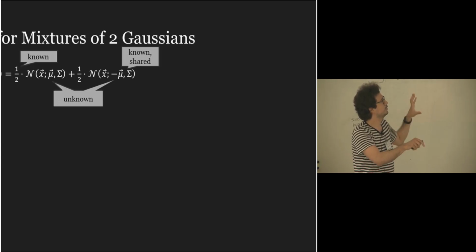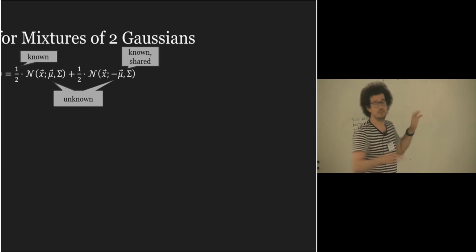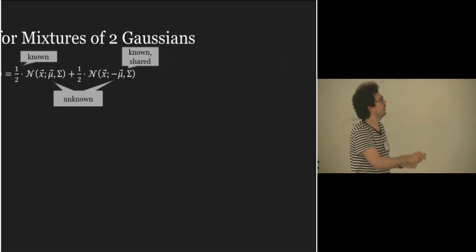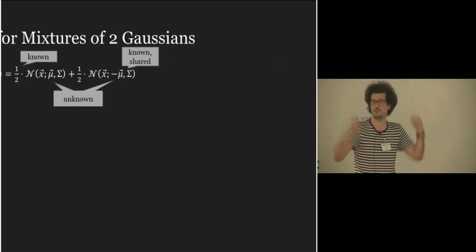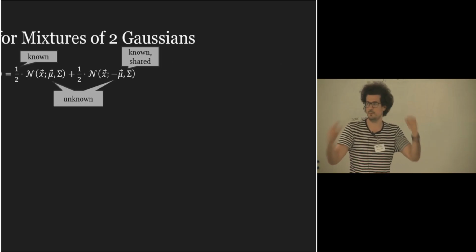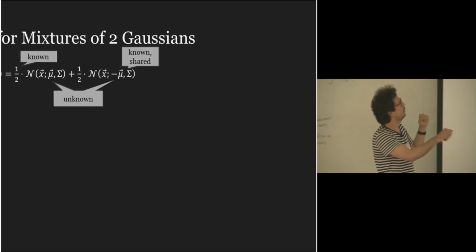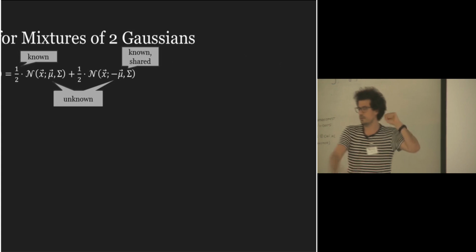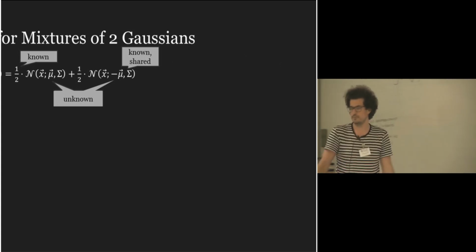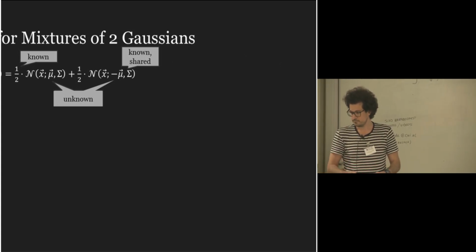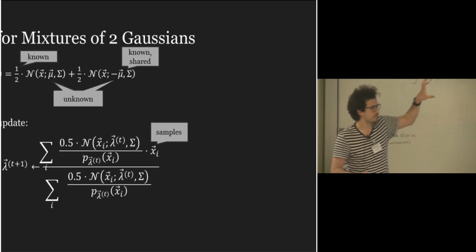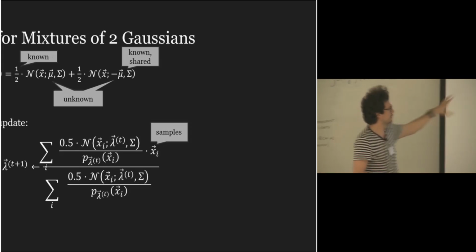It's a mixture of two Gaussians. The weights are known to be half and half. The covariance matrices are also known and they're shared. So both of the components have the same covariance matrix. So the only thing that's unknown are the centers of the two Gaussians. So in this scenario, the EM update looks like this.